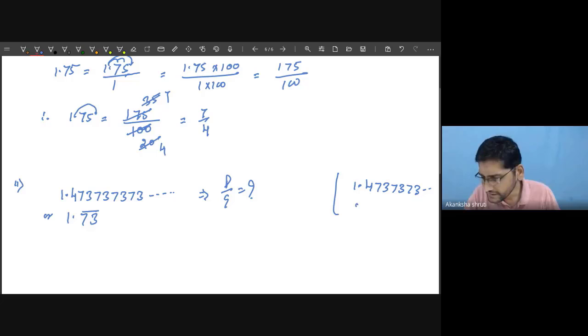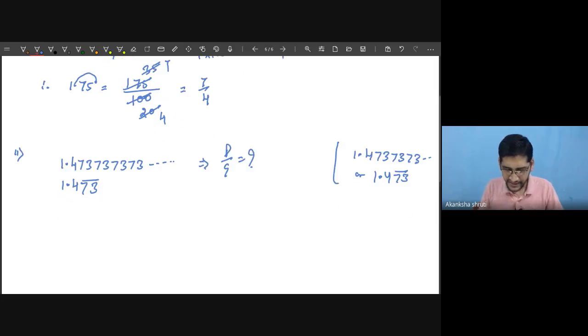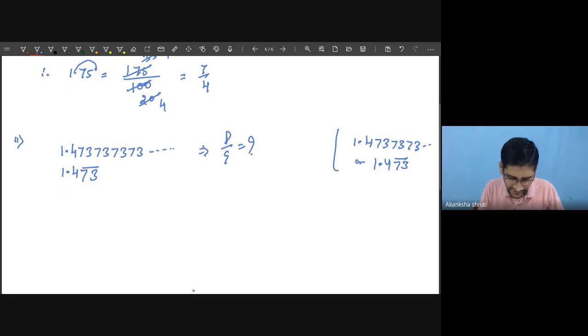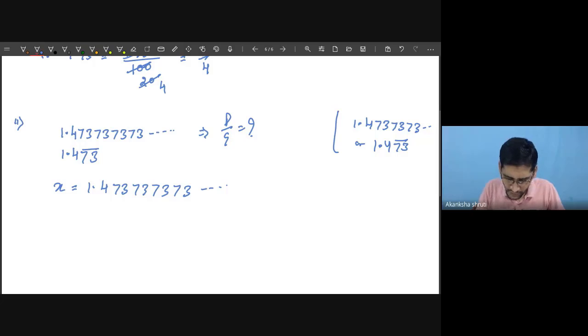Correct? This is identical to 1.473. The bar is over 7 and 3 only. So let us take this number 1.473. The bar is over 7 and 3 because this set 7 and 3 is repeated. So how to get that? First you consider the given number in the form of a string, x equals 1.4737373 and so on. Now you have to move this decimal first to the position which is just before the repetition.